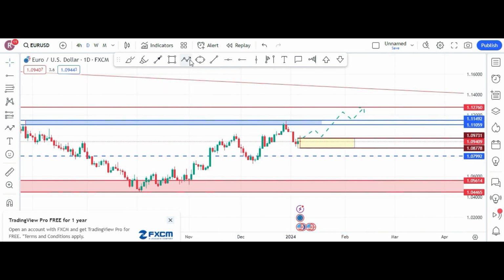The other thing that can happen is the price will break, try this area, retest this area, and it will break here. Once it breaks here, it will retest again, because we have another zone here, one zone here, one zone here. Then it will come here. It may retest, it may not. Then it will come to this zone.